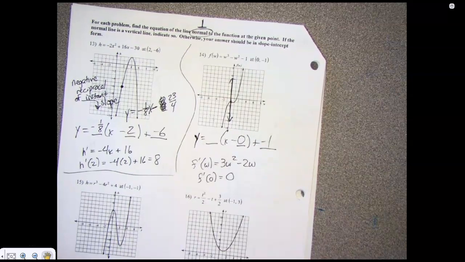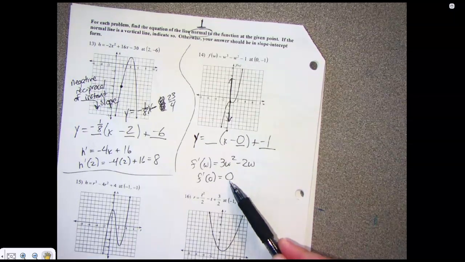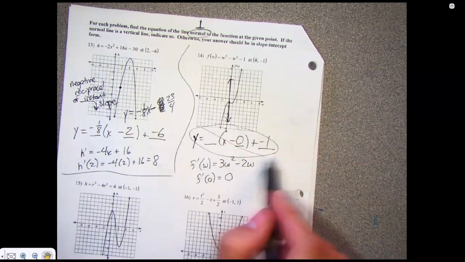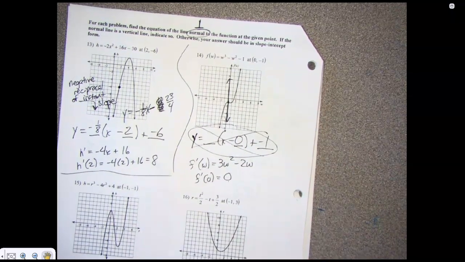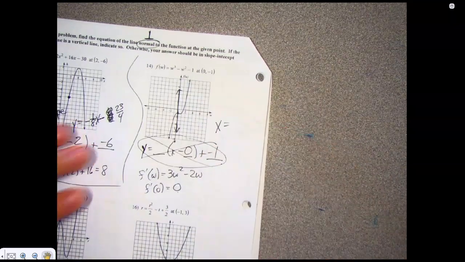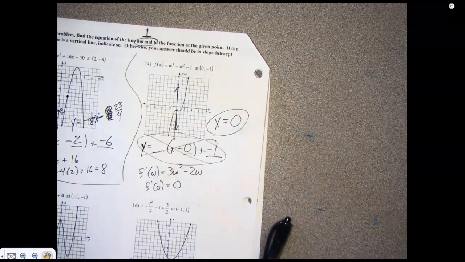But for this problem, I want the normal line. So if the tangent line is horizontal, what is the slope of the normal line? Undefined. So this doesn't really work anymore. This little setup that I gave you fails in that one scenario. We know the normal line is supposed to be vertical. What is the equation of any vertical line? X equals a number, and in this case, the number is 0, right? Here, another one. X equals is a vertical line.